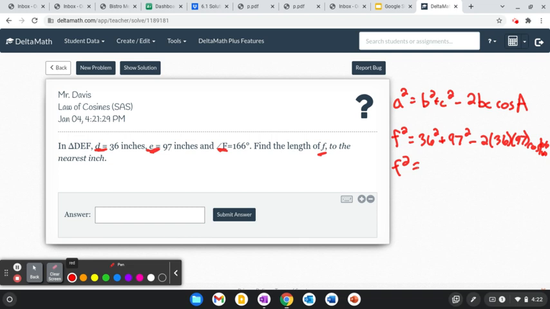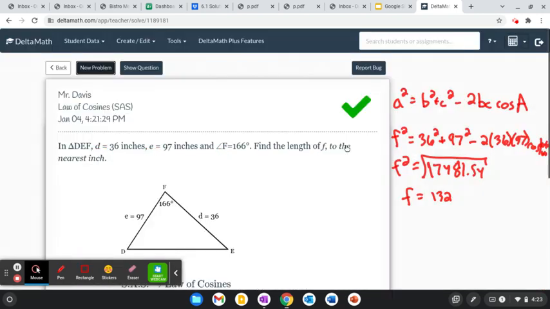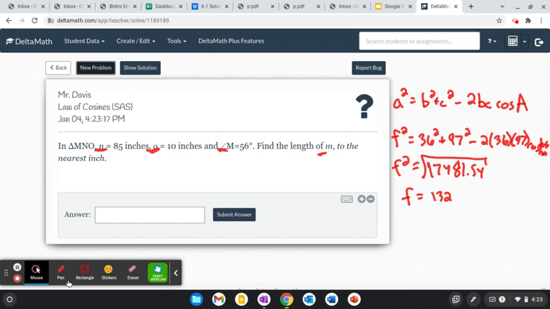And again, we get a pretty big number, 17481.54. And to find that, we're going to take the square root. So I'm going to do that second square root and then the A and S again. And I get f to be 132. It says nearest inch, so it's just going to be rounded to 132 because it's 0.21. And we will type that in. Boom, there we go.